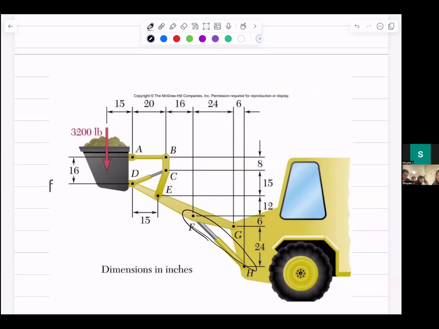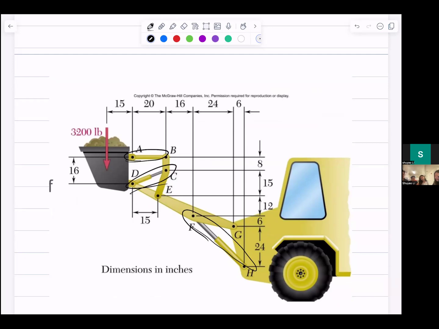AB is not because there's a pin, right? So it's not. Is it not? Oh, it's a pin, but it doesn't have a reaction if you open up the pin. That's my bad. Yeah, AB is a two force member. Ignore what I just said. DC is also a two force member.